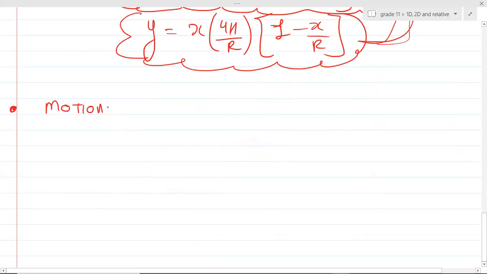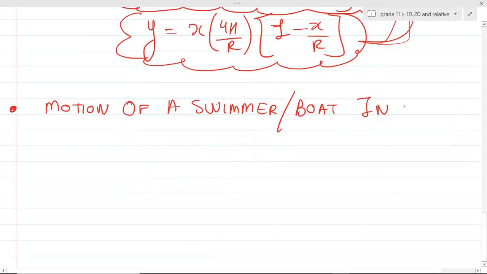Motion of a swimmer or boat in a river. Hello guys. So basically this is motion of a swimmer or a boat in a river.